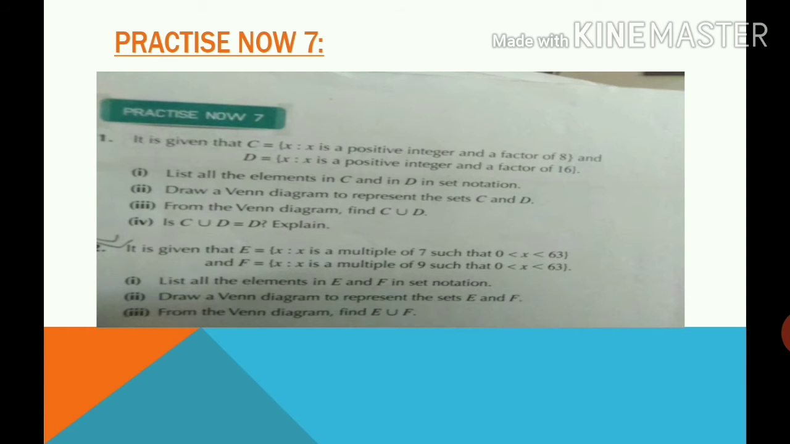Now let's come to Practice Now 7 given in your book. Question number 1 is, it is given that C is equal to {x : x is a positive integer and a factor of 8}, and D is equal to {x : x is a positive integer and a factor of 16}. Students, remember that whenever the word factor is used, it means that you have to go on those numbers with which these 8 and 16 are divisible by.